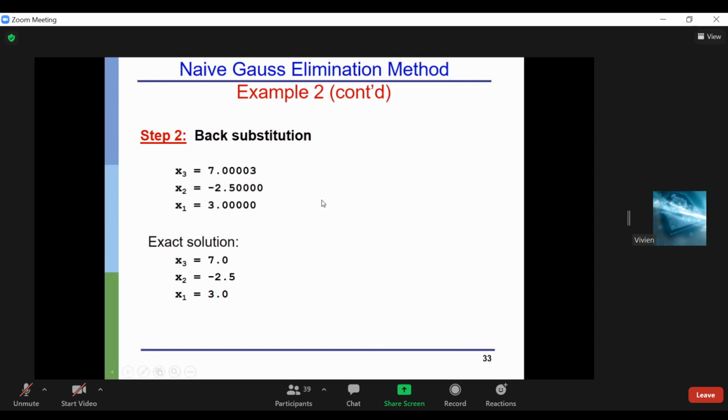Okay, so we see here that this is the solution that we get, including the round-off error. Now this is the exact solution, so it is very close to the exact solution.